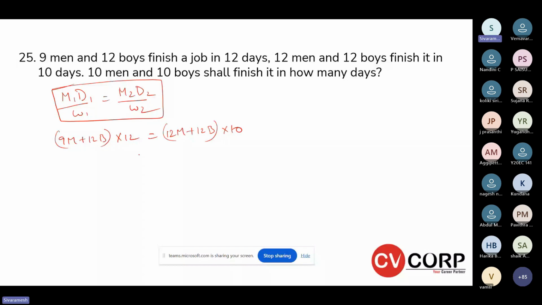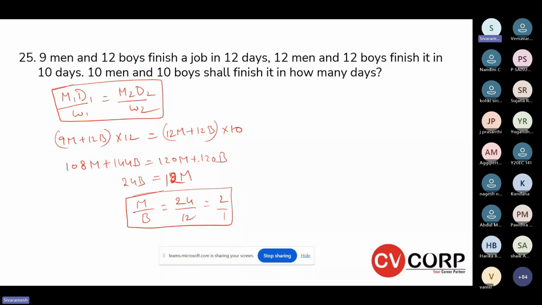So 108 m plus 144 b is equal to 120 m plus 120 b. If you subtract 108 m from 120 m, it will be 12 m. Next, 144 minus 120 is 24 b. From this we get that the man to boy ratio is 24 by 12, which is equal to 2 by 1. Meaning, if a man can eat 2 chocolates per day, a boy can eat 1 chocolate per day. That's what efficiency is.